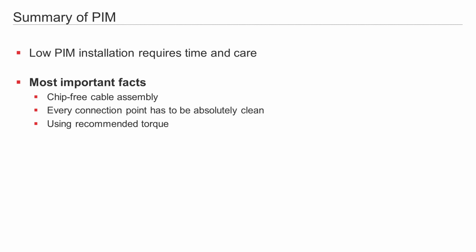A low PIM installation requires time and, above all, care. What is most important is that a low PIM installation can only be achieved if cable preparation is chip-free, assembly is neat with repeated cleaning, and the correct torque is set when installing mating connectors.